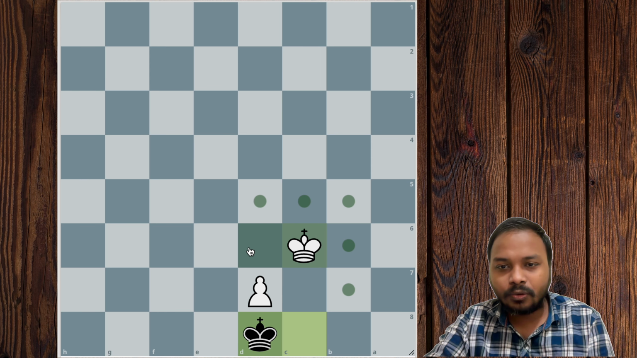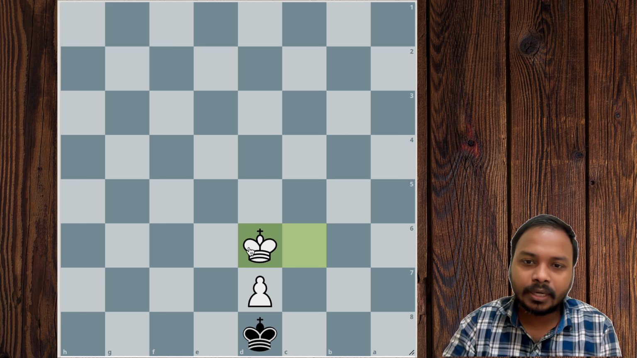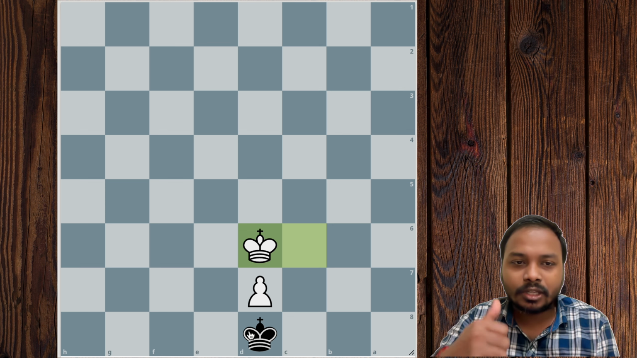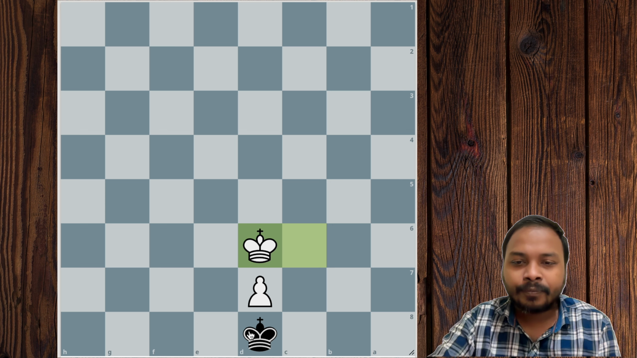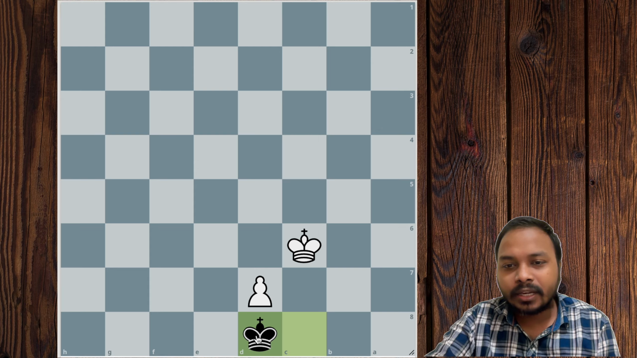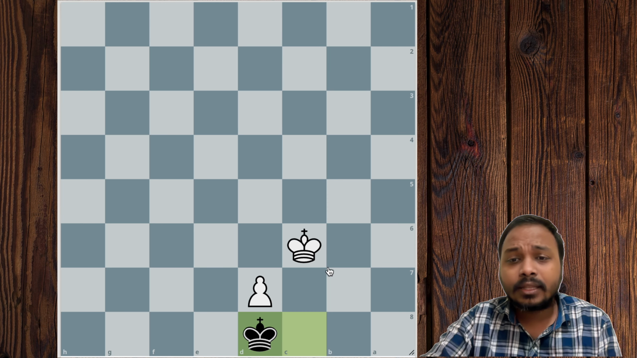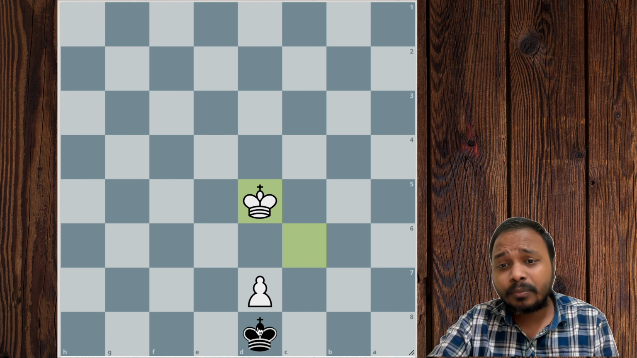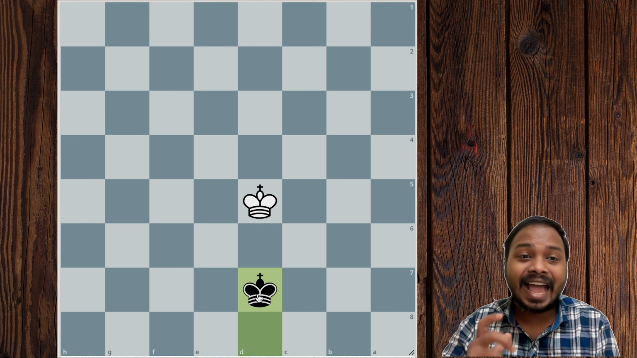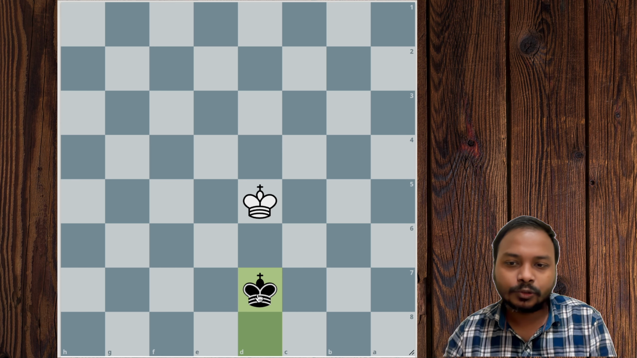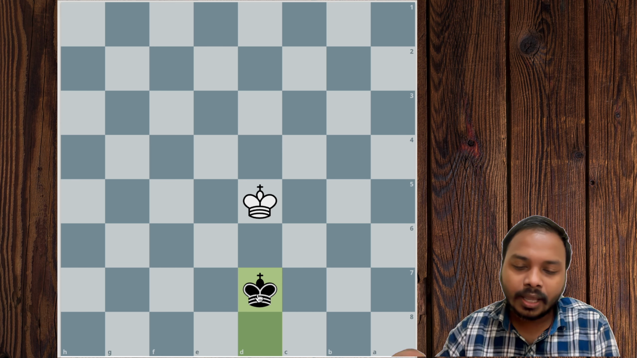Like if the king goes to d6, it's a stalemate, because the black king is not in check and has no square to go. And if the king moves anywhere else, you will simply capture the pawn. And once again, this is an insufficient material draw, because both sides don't have the winning material. So that's it. Next point.